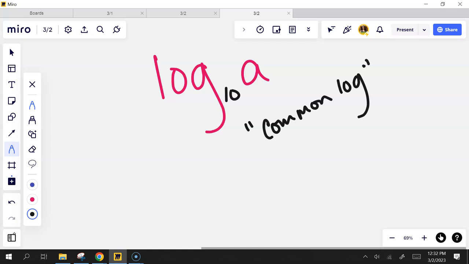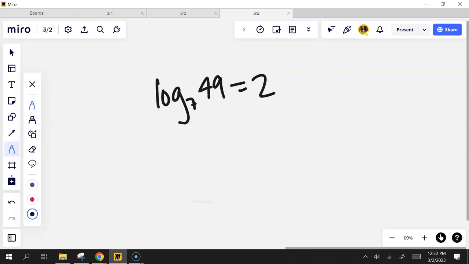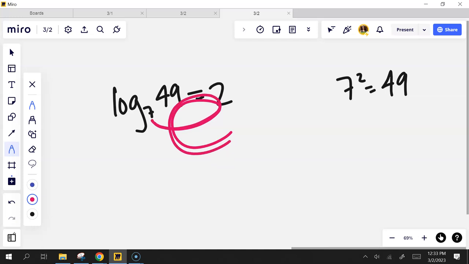Let's do a couple examples. Write this in exponential form for me. Seven squared is 49. Too easy, right? Say right because it is. In exponential form, 7 to the second equals 49. But here's the thing though, it only works when the log is on the left side, and it only works when you go from log to exponential and not from exponential to log.